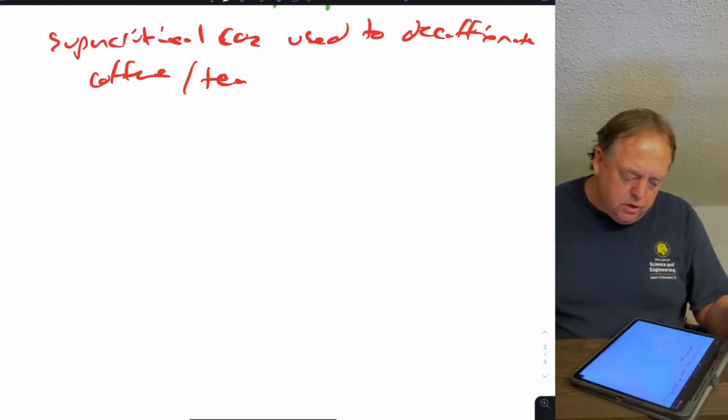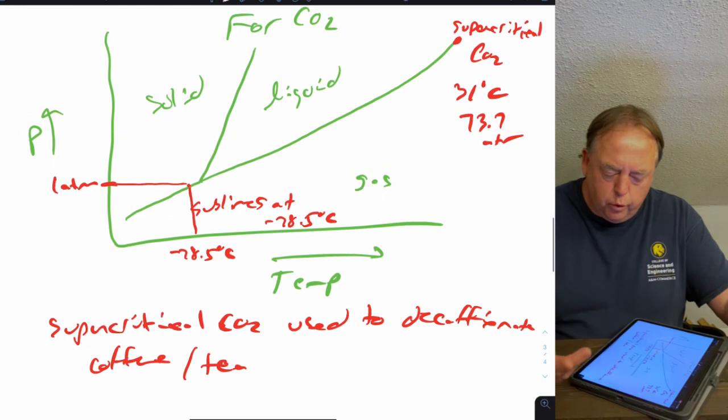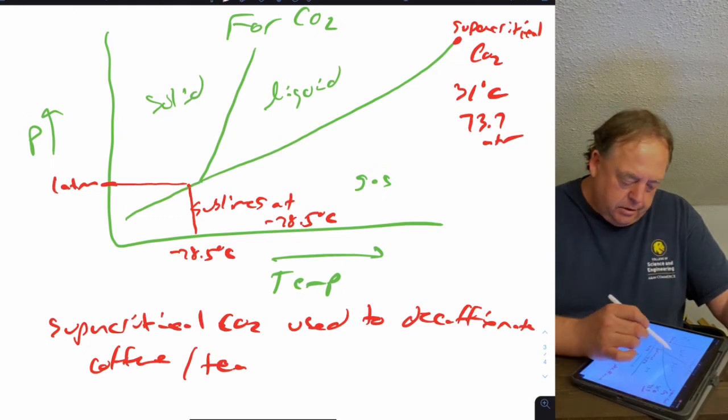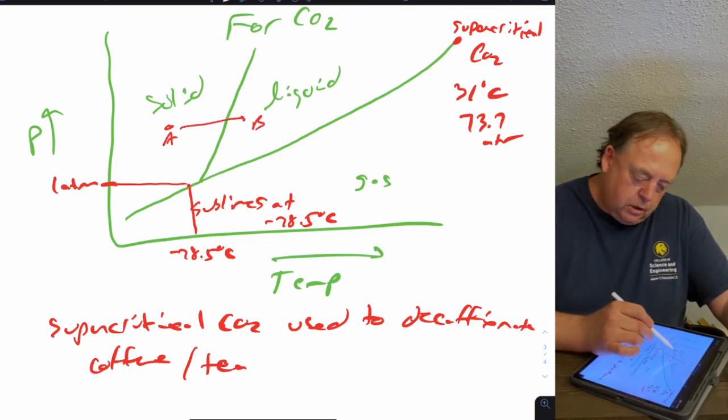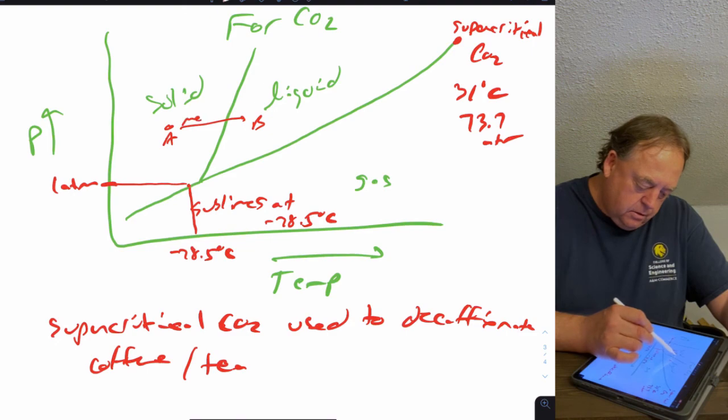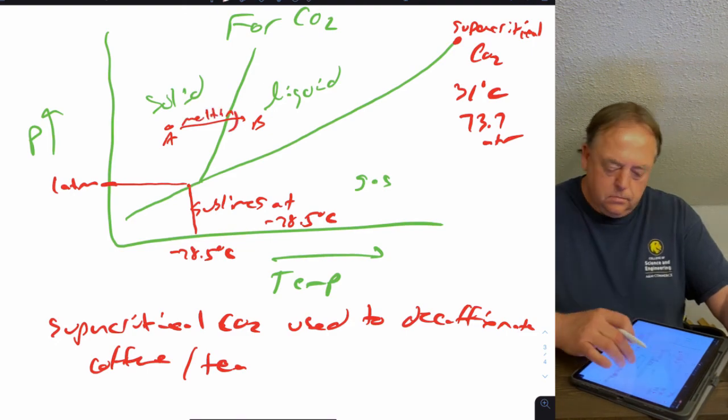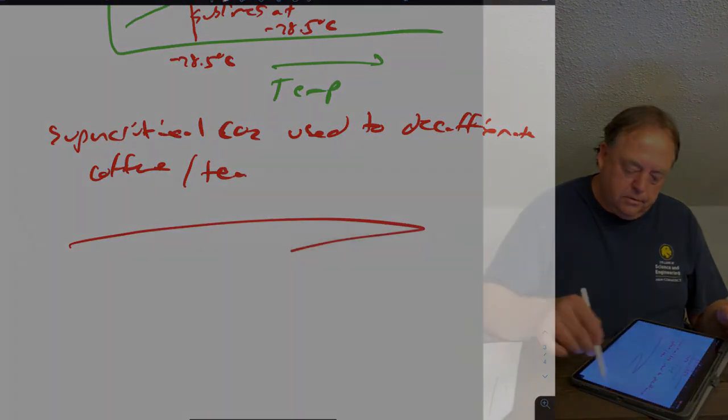Okay, so again, basically, you just have to be able to read a phase diagram. You know, if you're simply at point A and I tell you to go to point B, what phase change is that? Solid to liquid, that would be melting. Okay, that's it for phase diagrams.